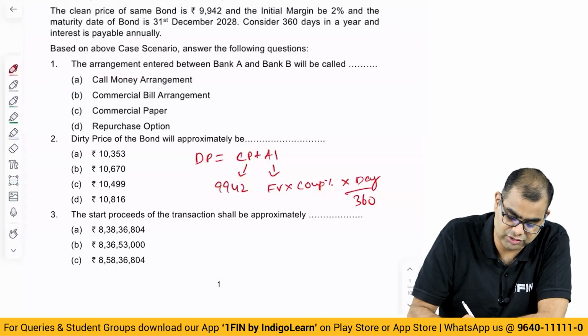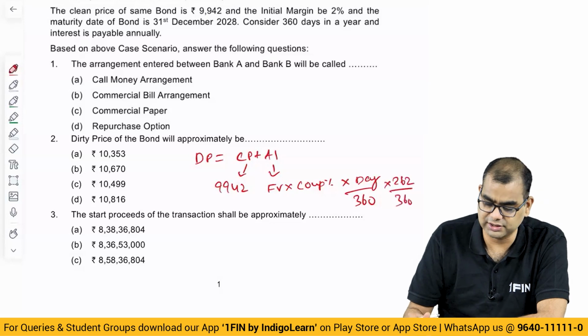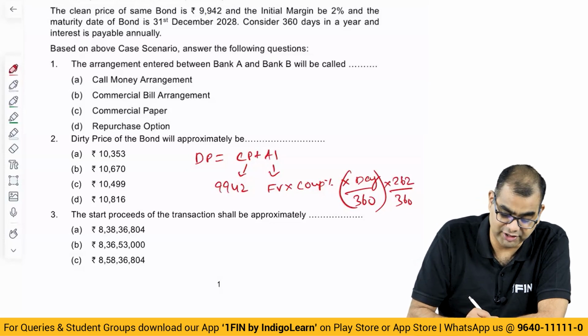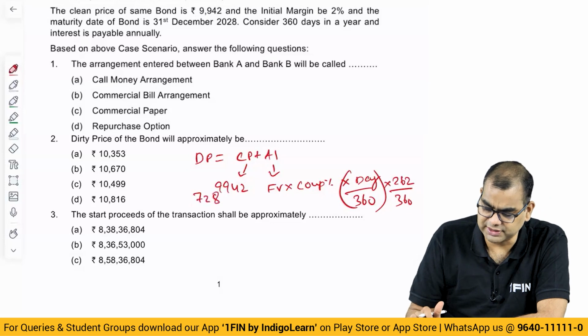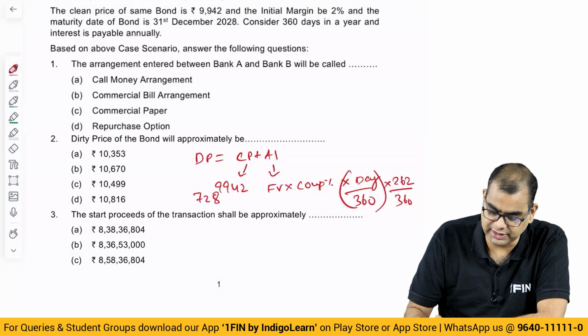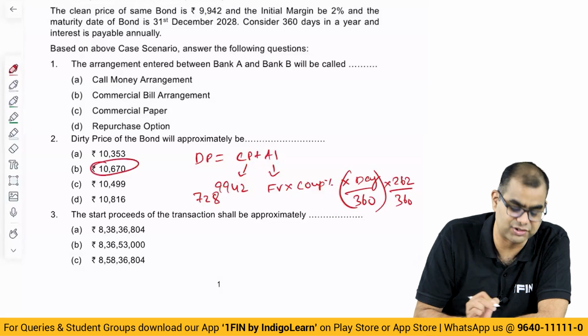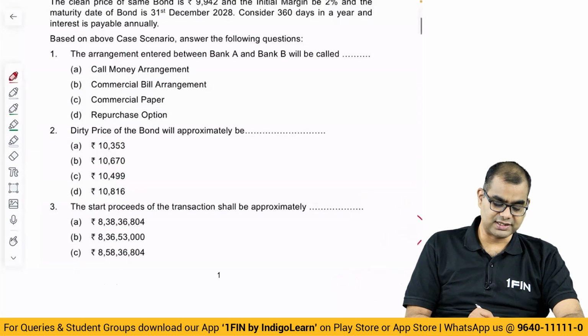So you have 262 days, into 262 divided by 360. Instead of days, it is 262. So how much does it work out to? 10,000 into 10% into 262 divided by 360. That makes it 727.77, about 728. 728 plus 9942 gives you 10,670. The answer is B.